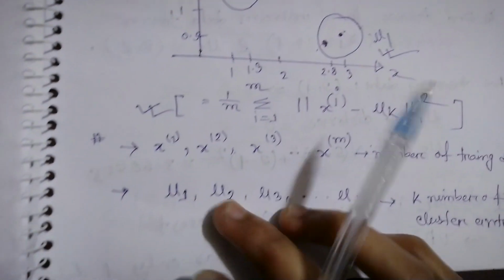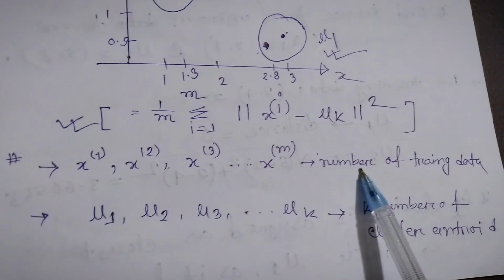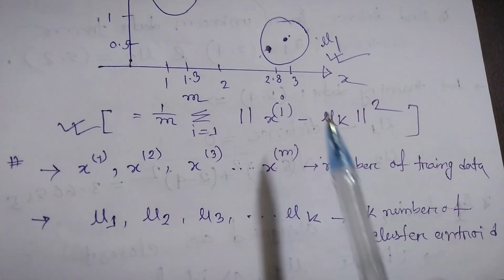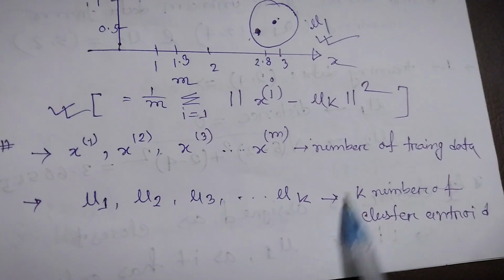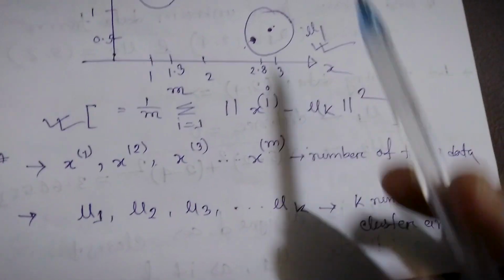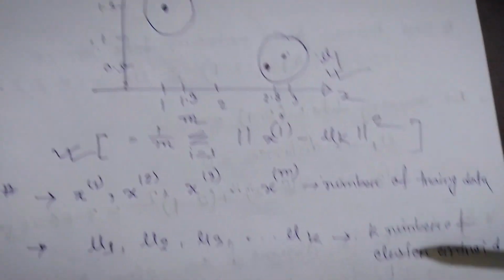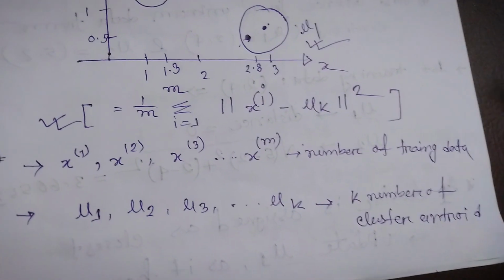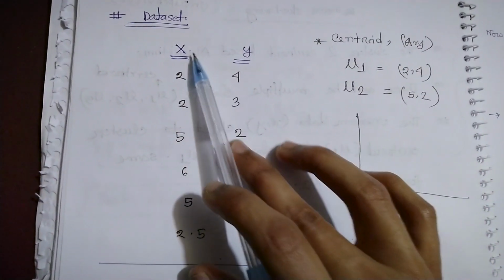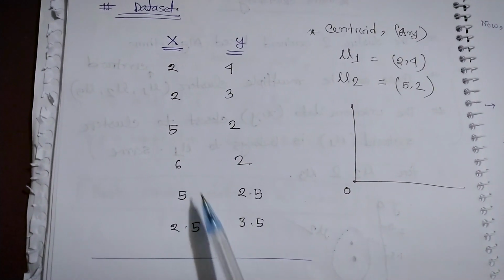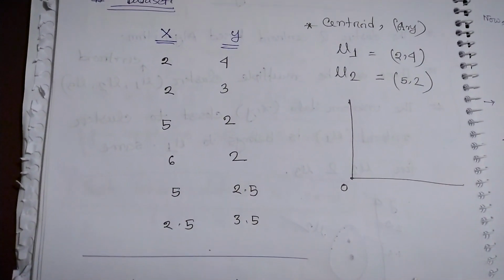Here x 1, 2, 3, 4 up to m is the number of training data that you are given in your dataset. Mu1, mu2, mu3, mu k are the centers of the clusters. Here we have only 2 clusters, but there can be 3, 4, 5, so we say there can be mu k clusters possible. Your dataset is given this way: X is 2, 2, 5, 6, 5 and 2.5. Y is 4, 3, 2, 2, 2.5, 3.5.